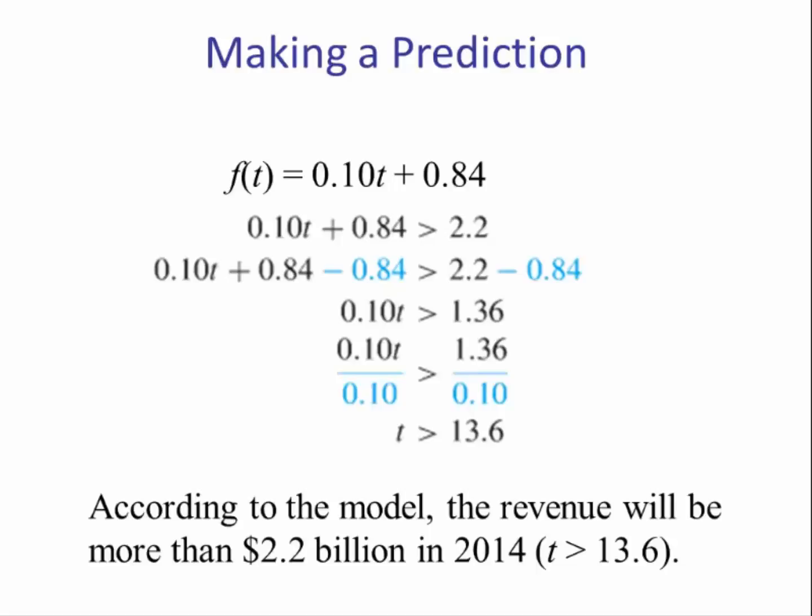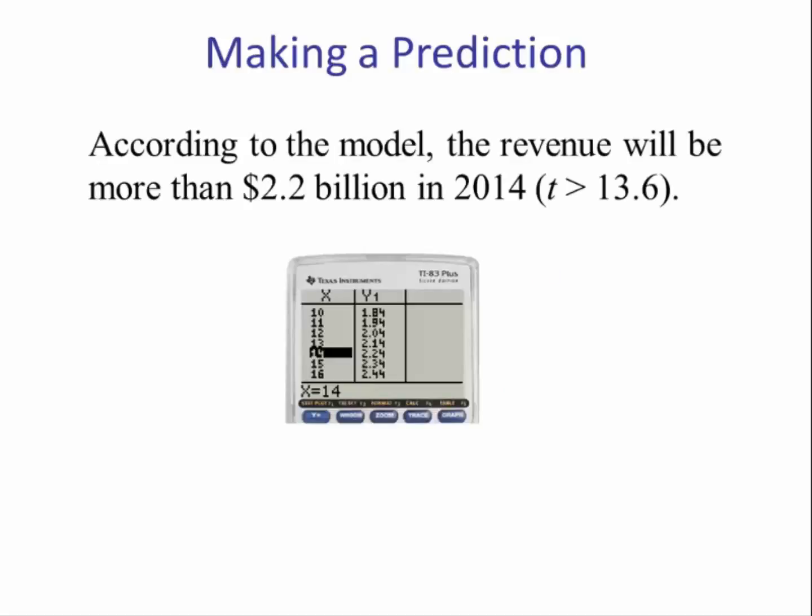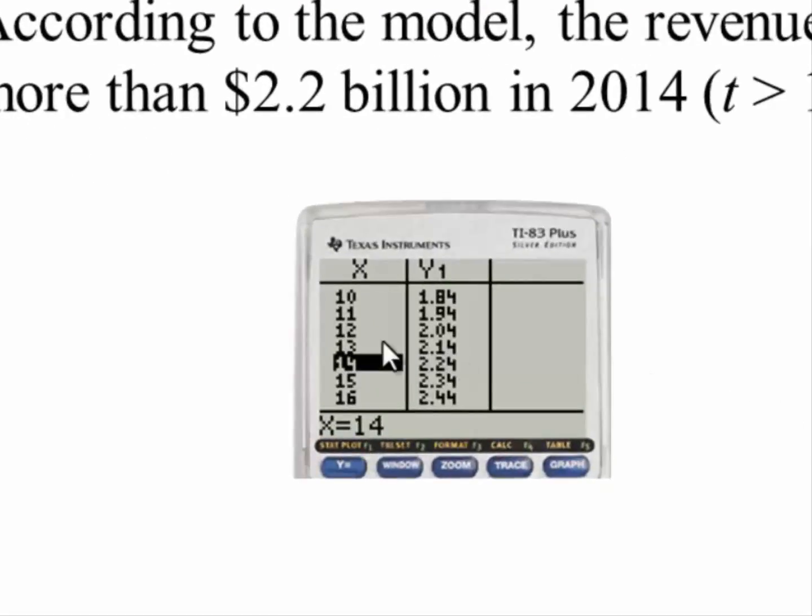We can verify this by using the graphing calculator. If we hit second graph, which is table, and scroll down to where x is 14, we see that is the first year when the revenue is larger than 2.2.